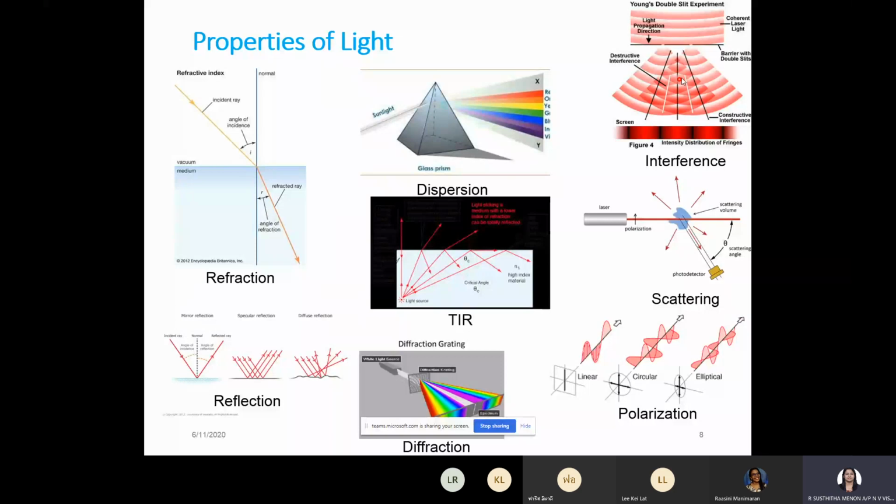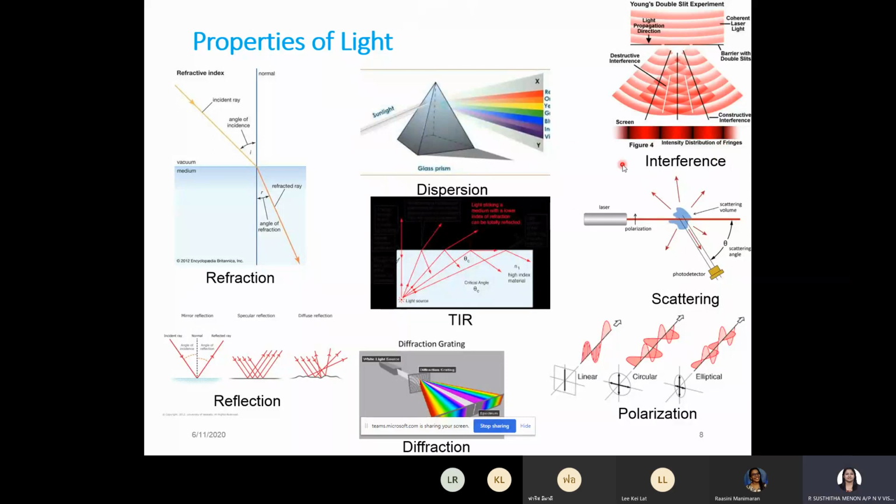With interference, if two peaks meet each other, you get a double peak. And if two minimums meet each other, you get a minimum intensity. So you'll get light, no light, no light. This is the basis for light modulation. That means on, off, ones and zeros. You modulate light to transmit signals.